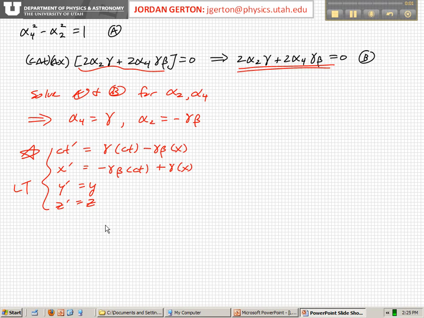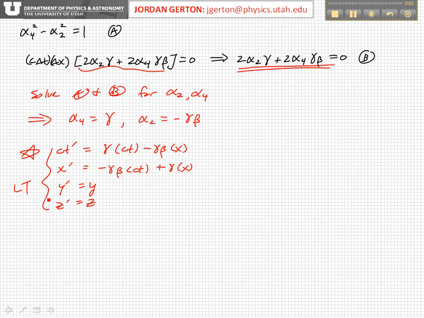Okay, so again, here's the Lorentz transform equations, and I want you to notice how symmetric they are when they're written in this form. So ct prime is equal to gamma times ct minus gamma beta times x, and x prime is equal to minus gamma beta times ct plus gamma times x. So you can see that if we write it such that the ct terms are first and the x terms are second, then you get gamma, minus gamma beta, minus gamma beta, gamma.